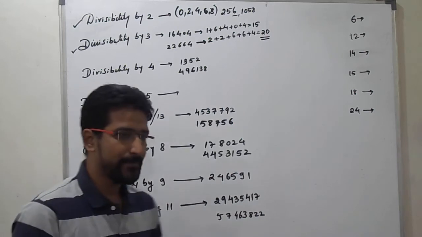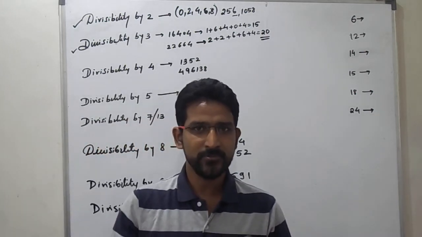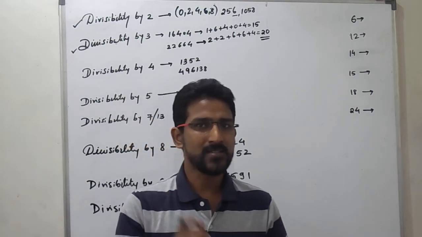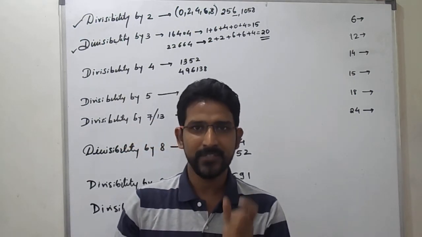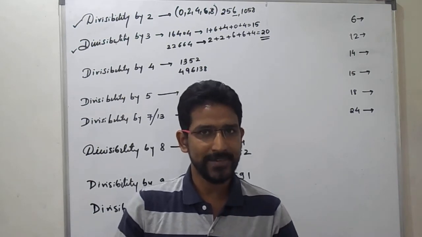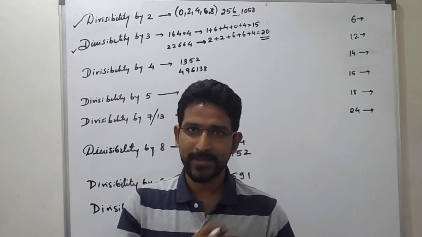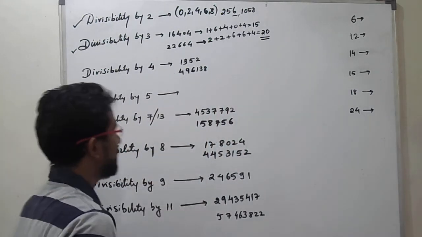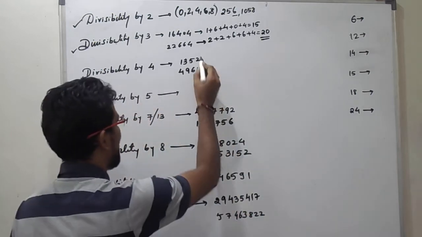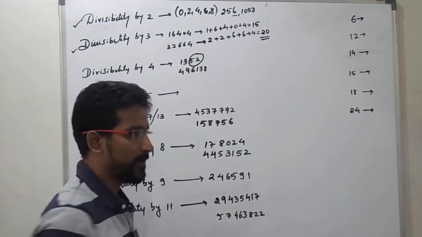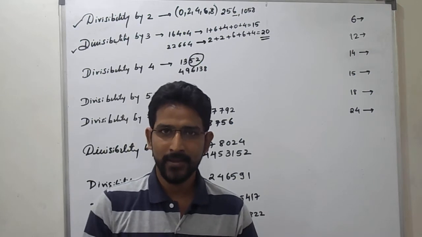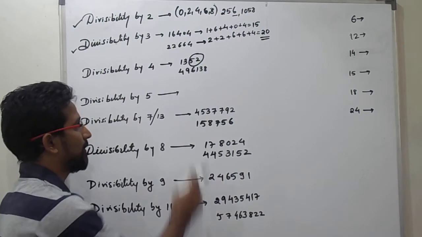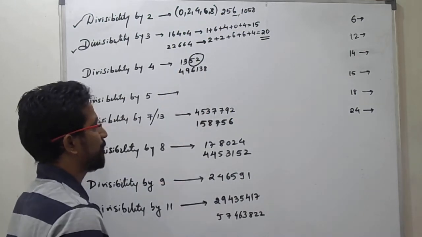Now divisibility by 4. To check whether the number is divisible by 4, you just have to check the last two digits of the given number. If the last two digits of that number are divisible by 4, then that whole number will be divisible by 4. For example, 1352. I'll see the last two digits, that is 52, and 52 is divisible by 4, so 1352 will be divisible by 4.